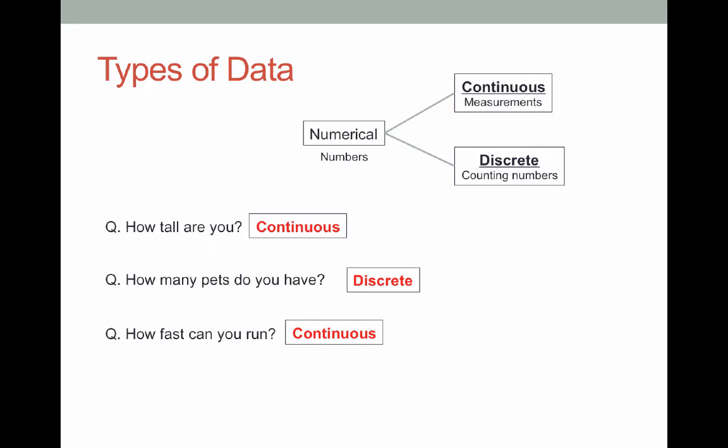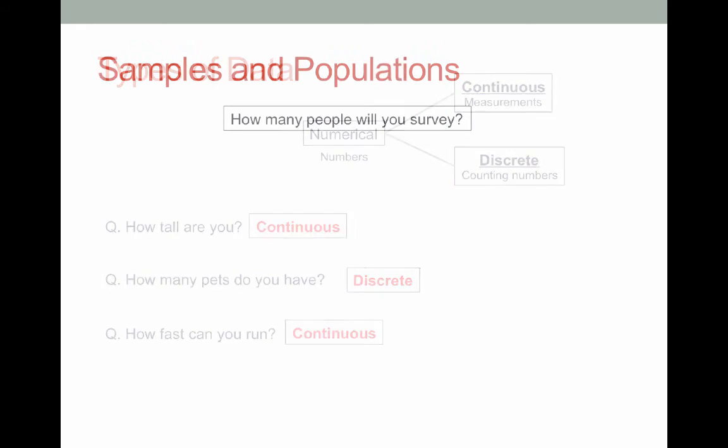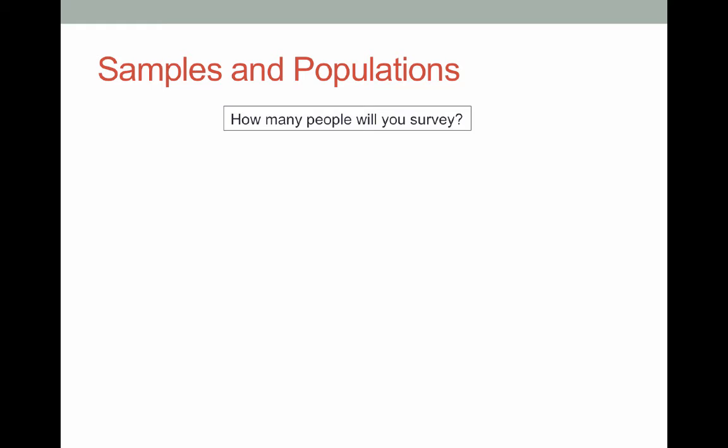So there's 2 types of data, numerical and categorical. And then when you look at numerical data, there's actually 2 types of numerical data, continuous and discrete. Now we're going to take a look at how many people we're going to survey. Let's say we want to ask a question, how much money do you spend at the canteen? Who are we going to ask? What's the best possible people to ask? Who are the best possible people to ask to get the best information? You can either take a survey of the whole population, or you can just take a sample.